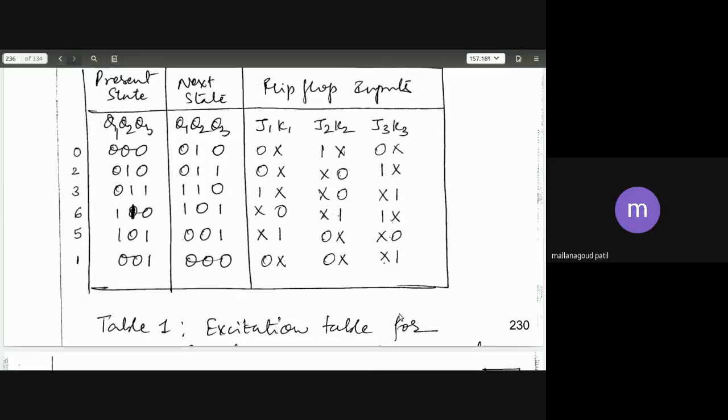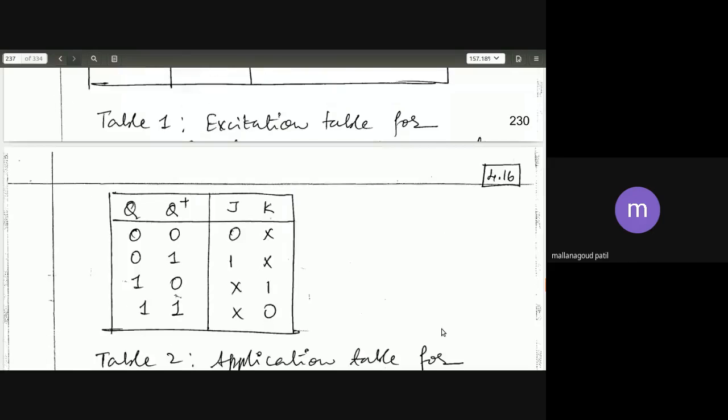See, I will show you one more table. Q to Q plus, JK, this you know already. Q to Q plus, 0 to 0, 0x. Otherwise, what you can do is use this table, if you have an idea. This Q is the present state, Q plus is the next state. 0 to 0, 0x you can write directly.